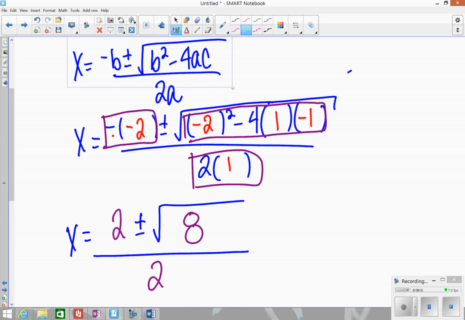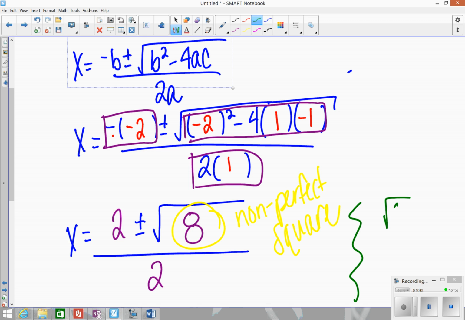So now when I look at this, it is a non-perfect square. So that means I want to break this up. And it's not a negative, so it's not going to yield no solution. It's not going to just simplify to a whole number. I need to break it up. So off to the side, so these are like the ones that we did the other day. So we have square root of 8.